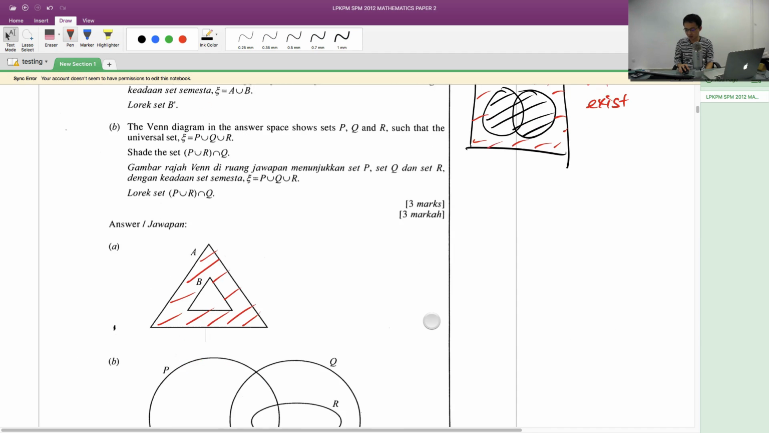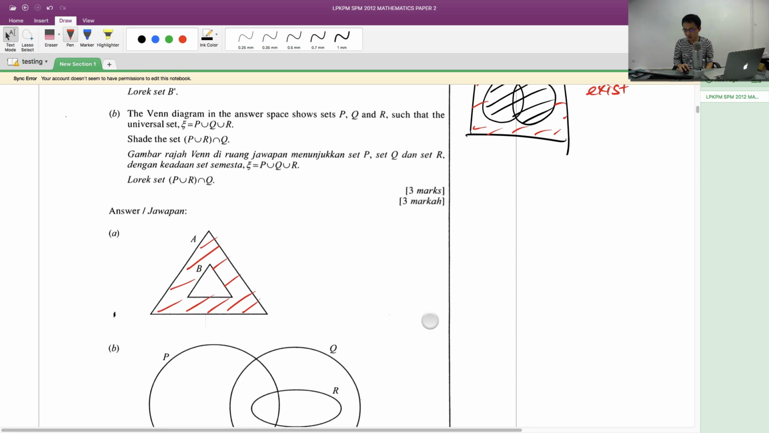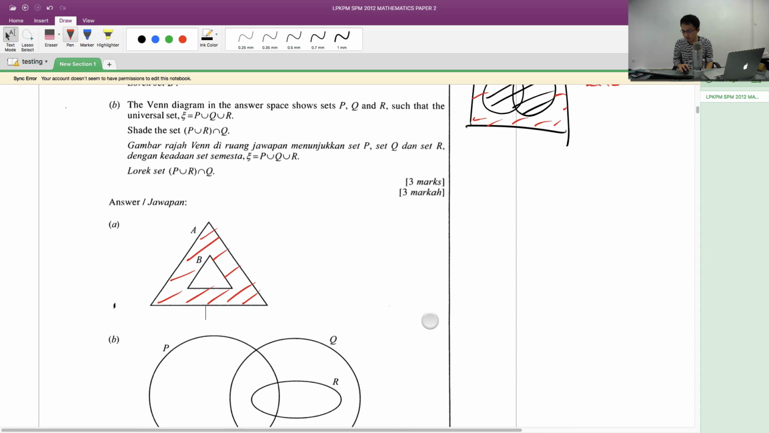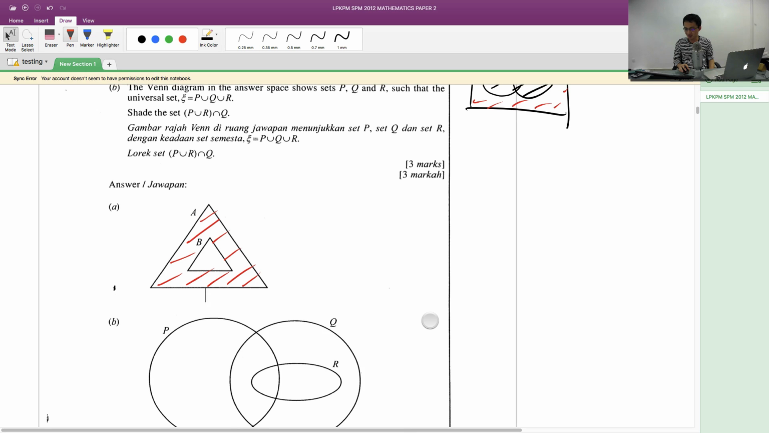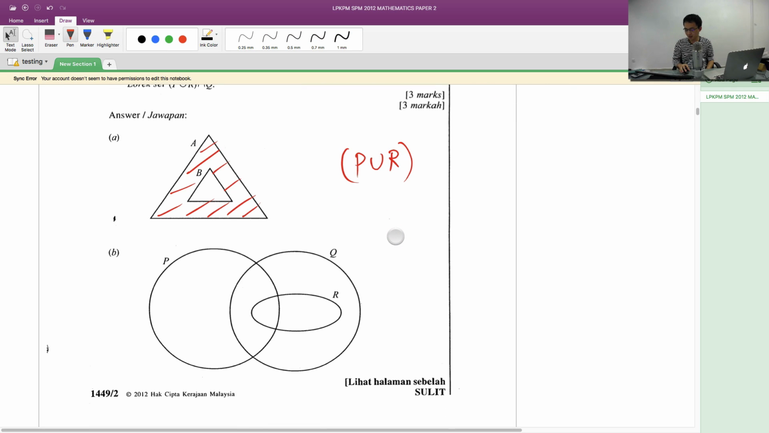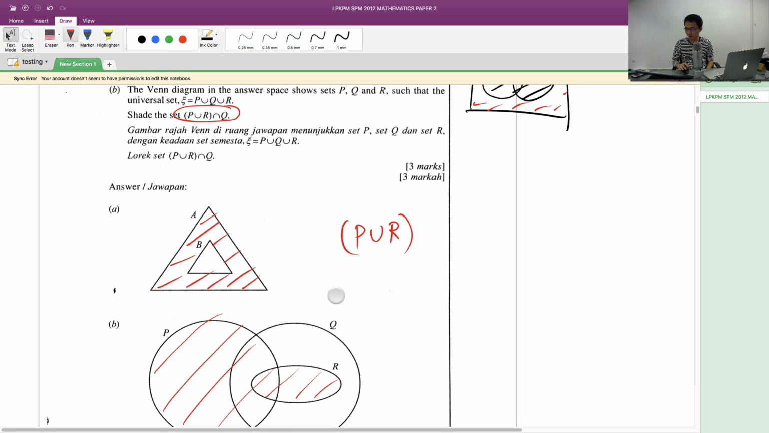Alright, so let's have a look at question number 2. The Venn diagram in the answer space: P, Q, R such that P union Q union R is a universal set. Shade this thing. Whenever you have something like this, always do whatever is inside the bracket first. So first you have to imagine P union R, which means everything of P and R. And then the whole part which I shaded in red needs to intersect with Q.